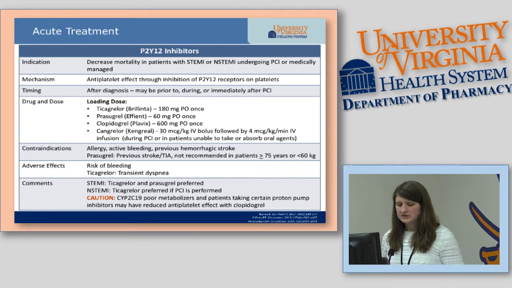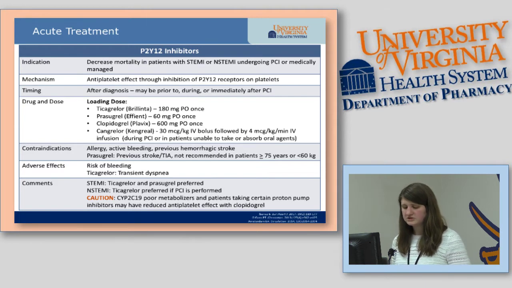There are some important contraindications to these agents. Similar to aspirin, we have an active bleeding or allergy, but also hemorrhagic stroke. And prasugrel in particular is really strongly not recommended in patients with a previous stroke, transient ischemic attack, patients who are older than 75 years old or less than 60 kilograms. Adverse effects, as you would guess, increased risk of bleeding. And with ticagrelor, you can actually see some transient dyspnea.